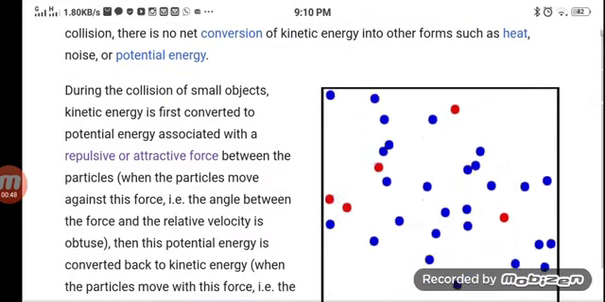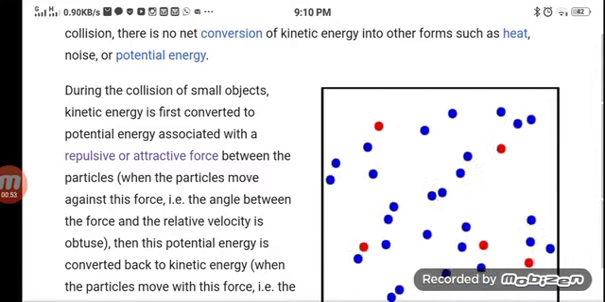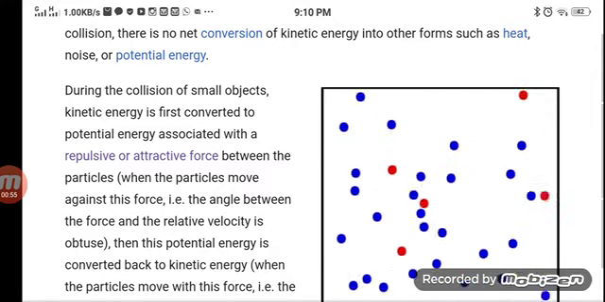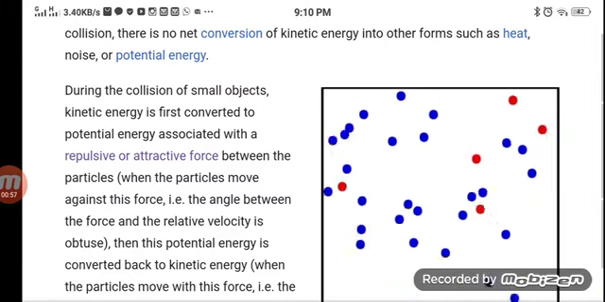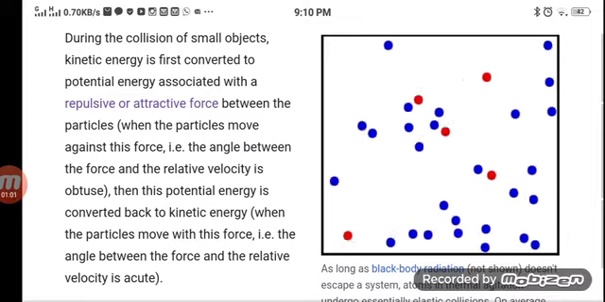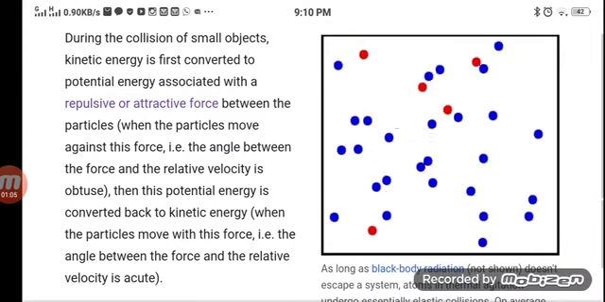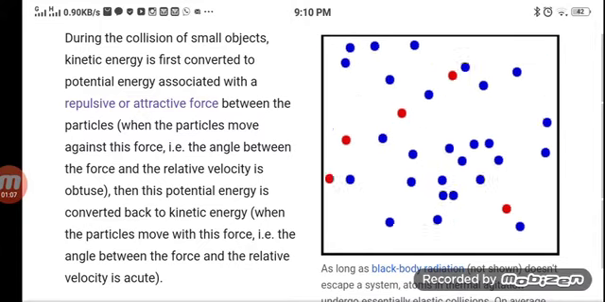When the particles move against this force, the angle between the force and the relative velocity is obtuse. Then this potential energy is converted back to kinetic energy when the particles move with this force. The angle between the force and the relative velocity is acute.